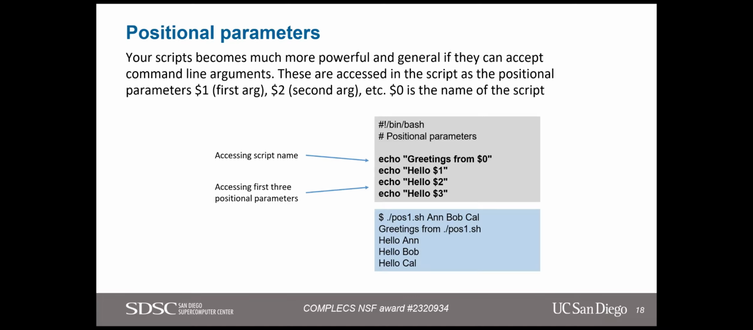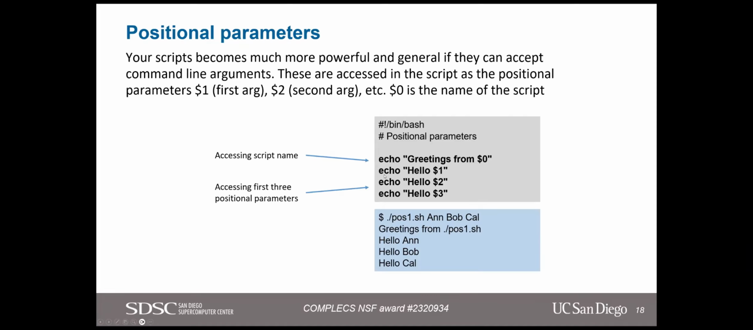Kind of as a side thing, if you're on the command prompt and you just type echo $0, it will actually give you the shell that you're currently in. So in this case, we want to know which script we're in. So we're going to echo greetings from $0, which will give us the script name.